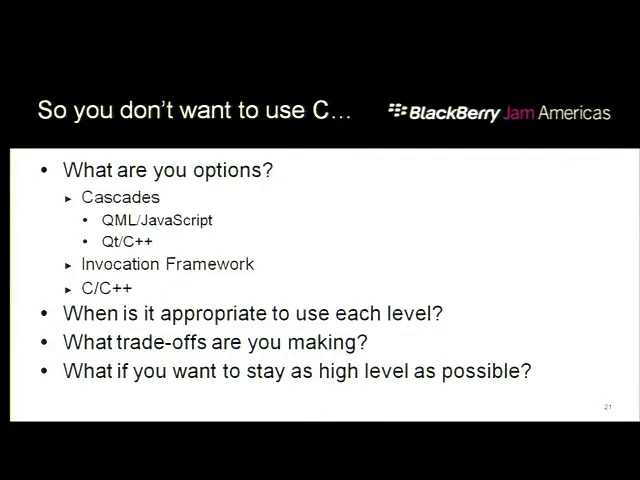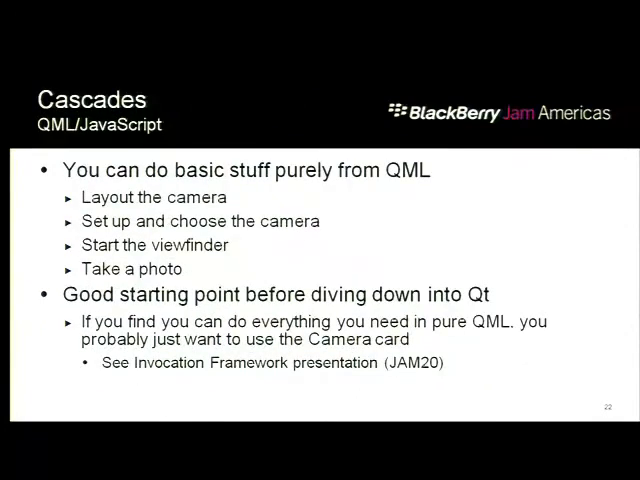So there's a couple of different ways to interact with the camera. You can use Cascades, and in there there are some things you can do at the QML layer with JavaScript. Some things you have to go down into the C++ layer. You can also use the invocation framework to do a whole bunch of camera stuff. Or obviously you can use all the C++ stuff we've already been talking about. So I'm just going to talk a little bit about when it's appropriate to use each layer, what kind of trade-offs you're making, and at the end we're going to talk about what if you want to stay at as high a level as possible, what trade-offs you're making. So we've got about 15 minutes. We don't have a lot of time, so we're going to go through this quickly.